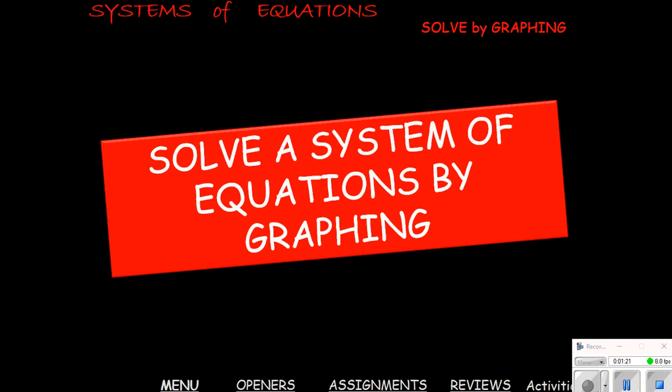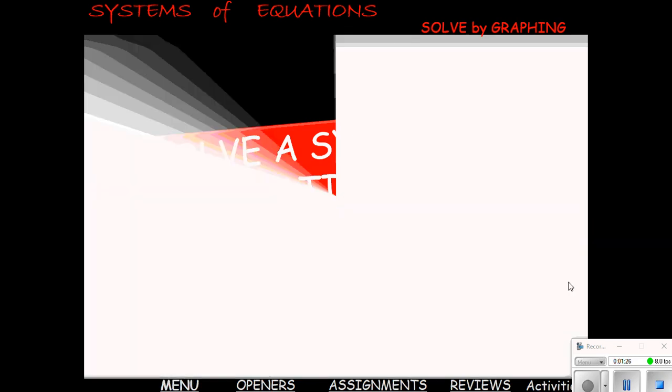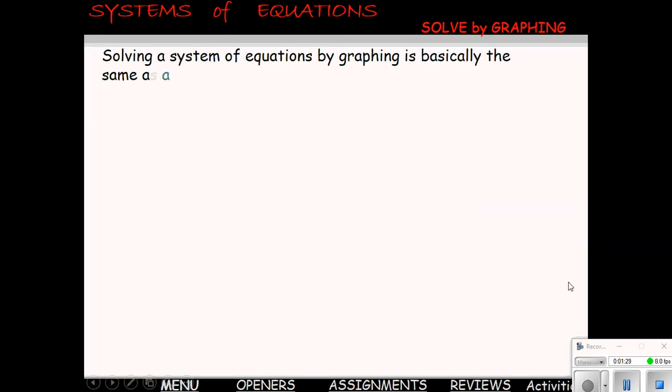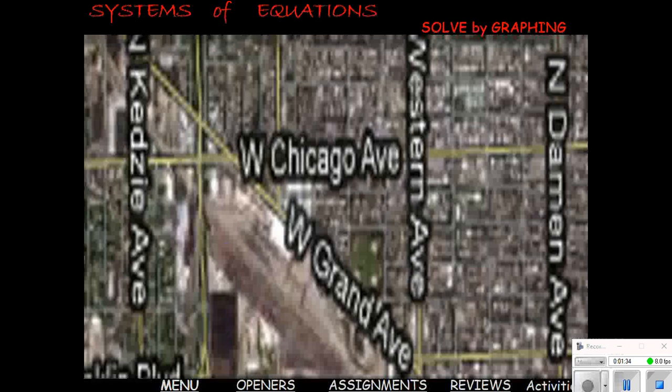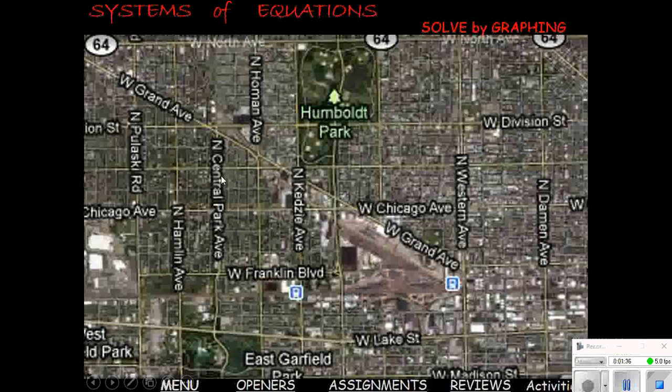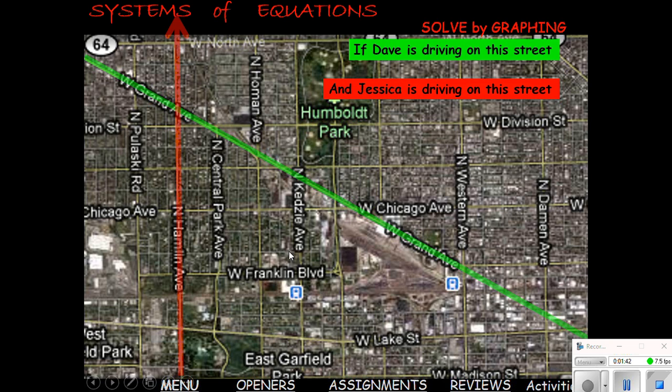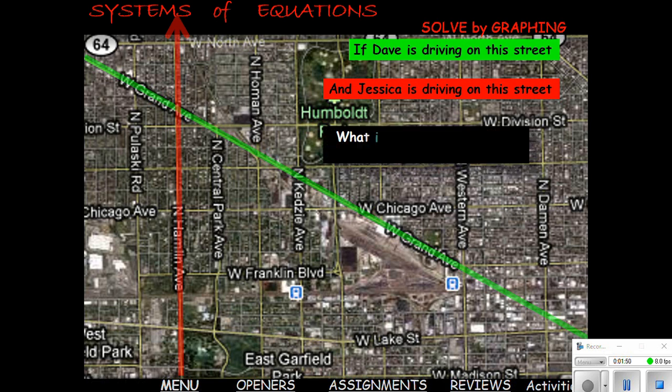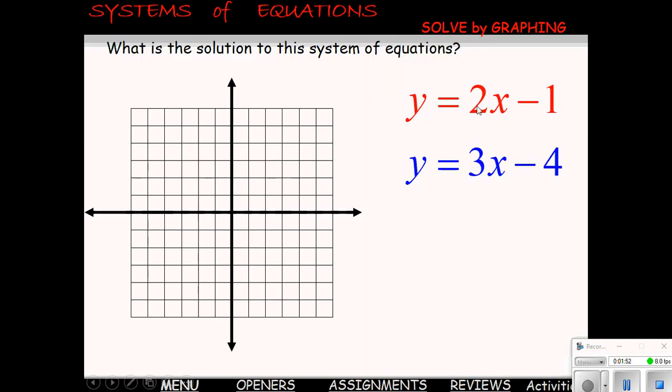The first way you probably learned in Algebra 1 is by graphing. And graphing works based on this idea. We're going to graph both of the equations and basically ask ourselves this question. Here's a map of part of Chicago on the west side. If one person's driving down Grand Street and this other person's going to drive up Hamlin, what's the one place they both drive through? And it's this corner, Grand and Hamlin. Well, the same idea applies for solving a system of equations. We're going to graph both of our equations and look for the place that is on both of their lines.